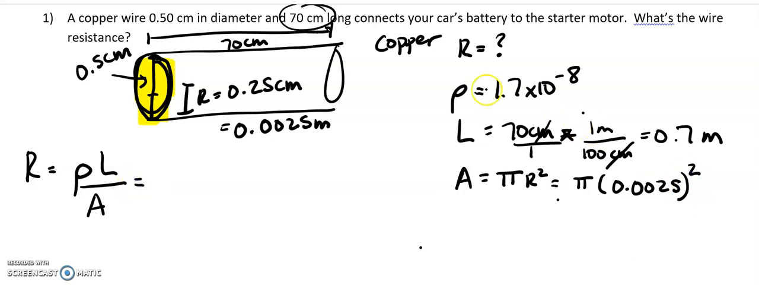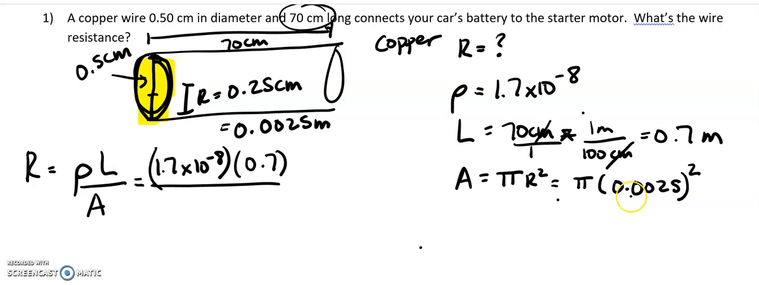Cool. Now it looks like I can just go ahead and plug it all in. This is so fun. So rho is 1.7 times 10 to the negative 8. L is 0.7. And then area is pi times 0.0025 squared. And again, make sure when you're plugging this into your calculator, you're using parentheses for all this. So when I put this in my calculator, I got 6.06 times 10 to the negative 4.